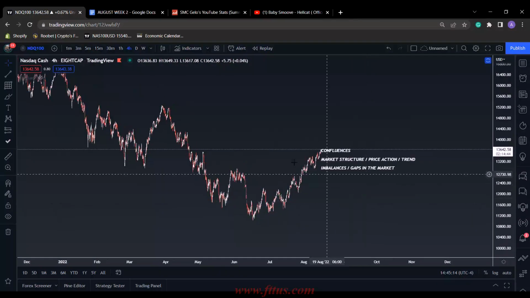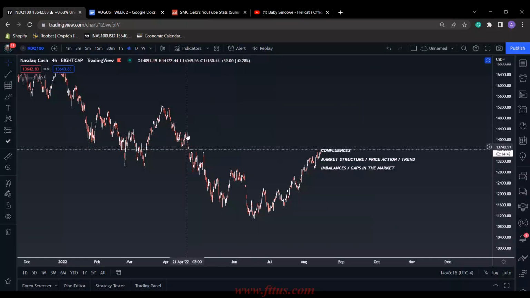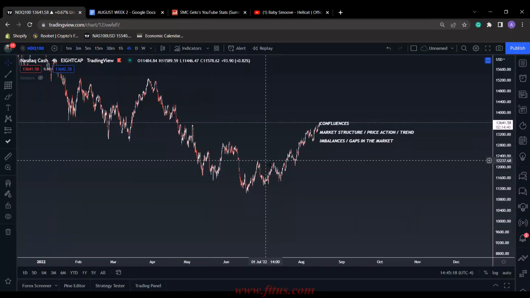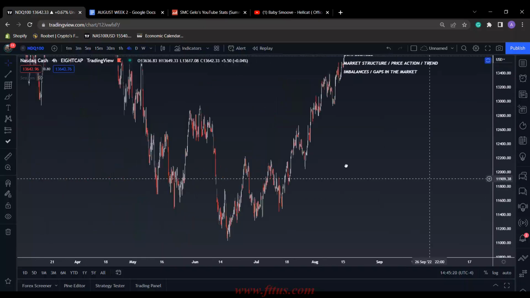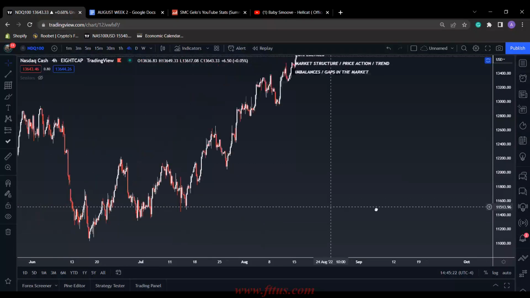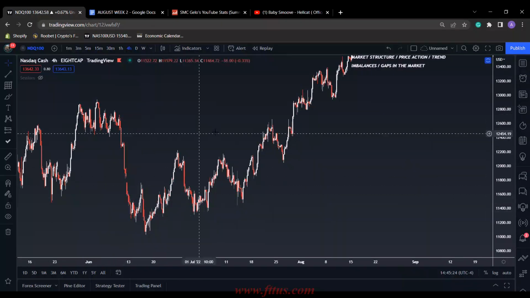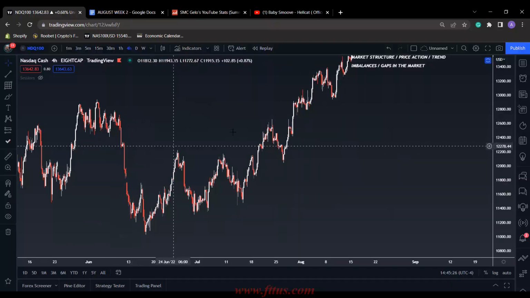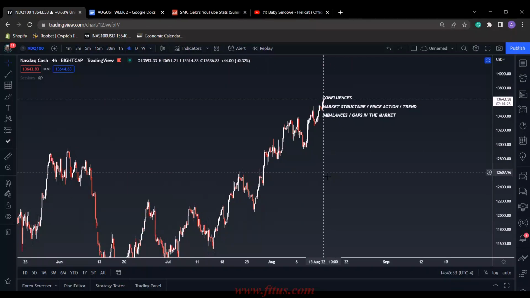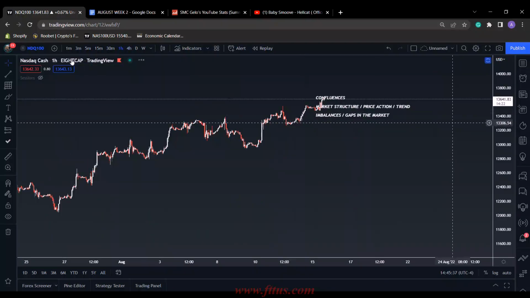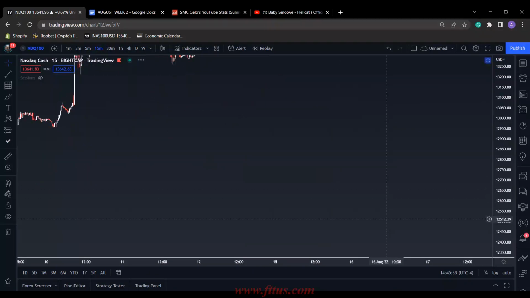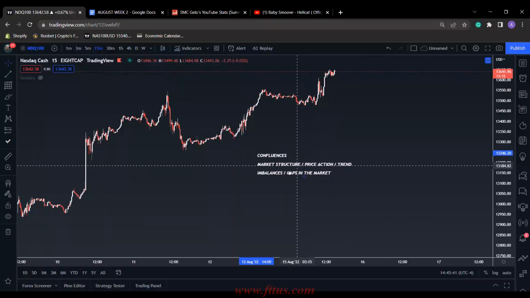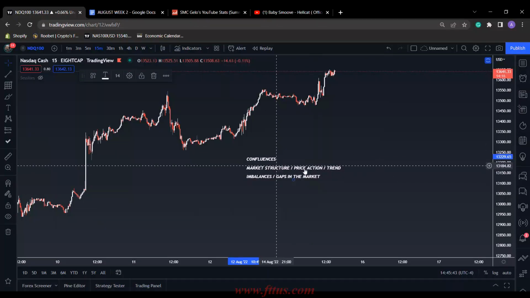We're filling in all these imbalances. We've got one right here, an imbalance that was filled. As you can see, price leaves these gaps and it has to trade back into these gaps to fulfill all the orders from the banks. If price takes off too quick, they're missing out on money. They need to come back to grab that money to continue in the direction that they want it to go to make more money. It's pretty simple. So imbalances, market structure, price action, trend.